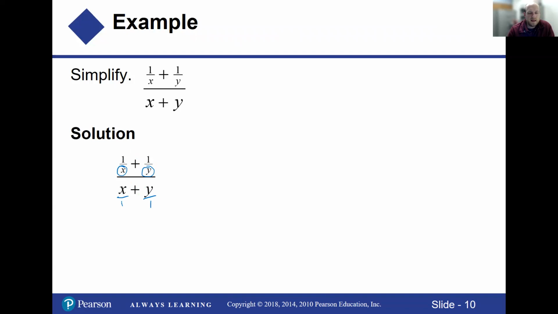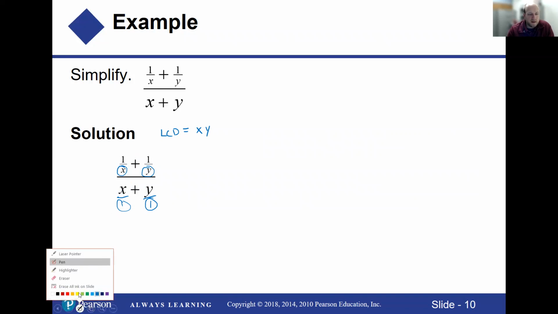And same thing with y here. So what's your LCD of all of those denominators? Well, the LCD here, again, is basically all the factors of those. So it would just be 1, x, and y, or just x, y. So the LCD is equal to xy.